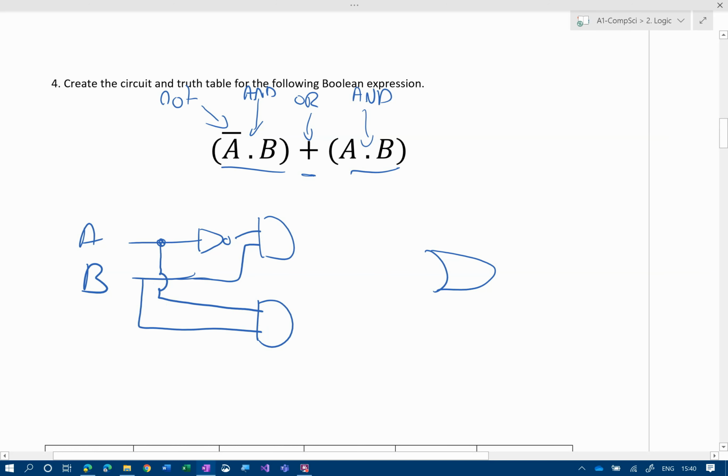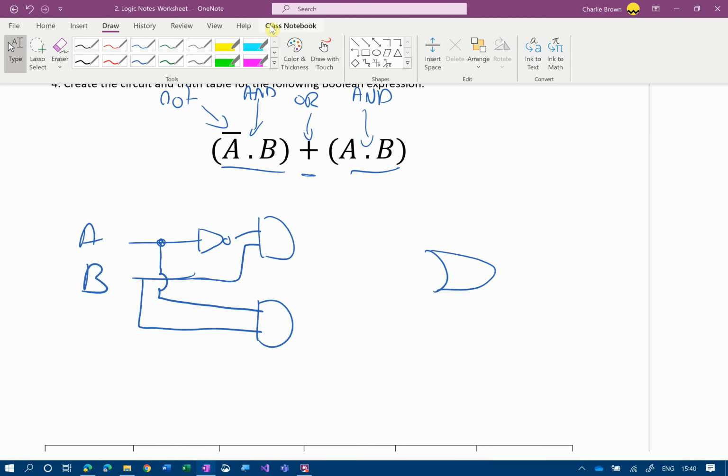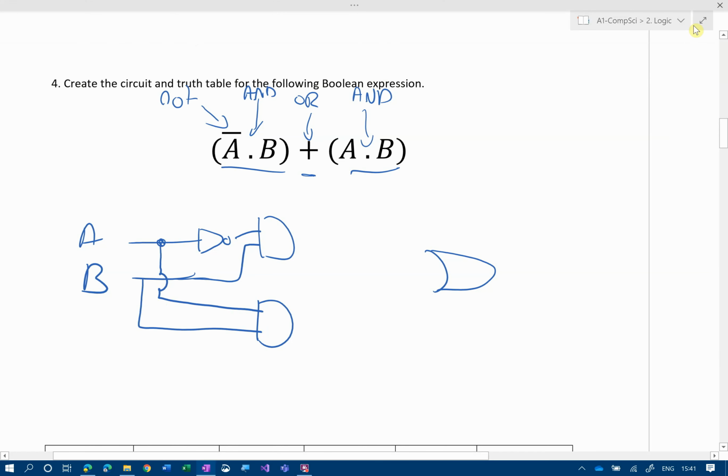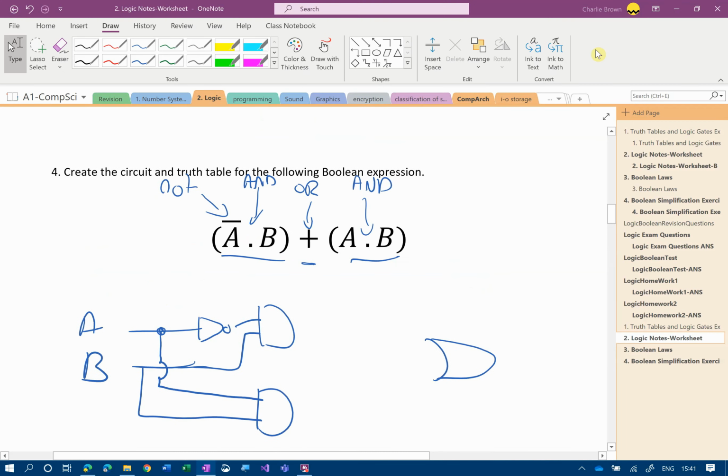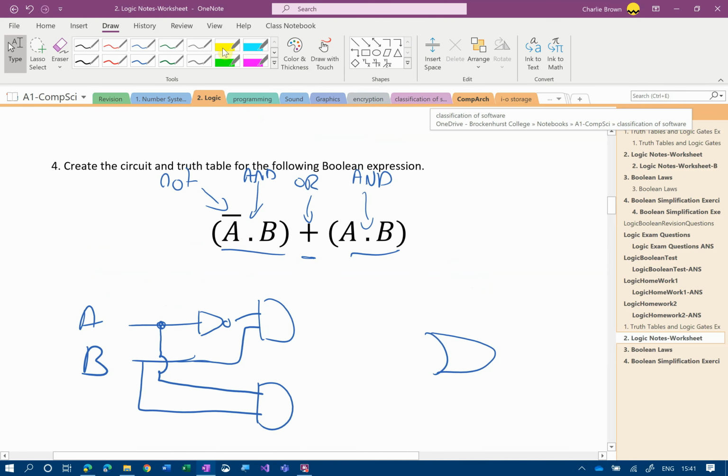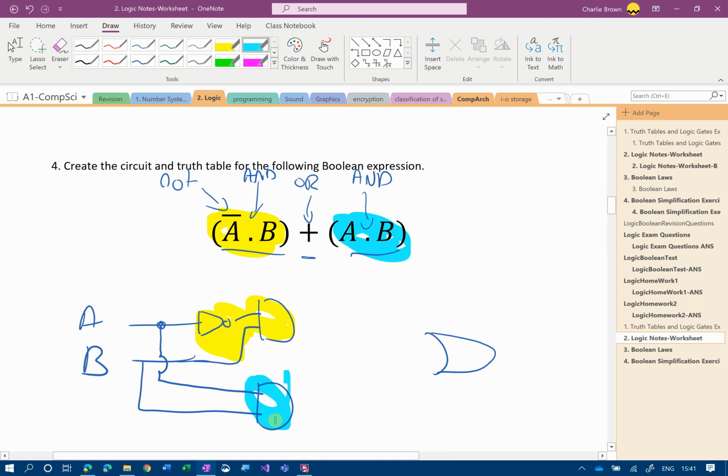Now this is where I go crazy with the color highlighting. Let me just not have this full screen. That there is that. This one here is that one, and then that's going to be that one. Okay, so that's number 4 done.